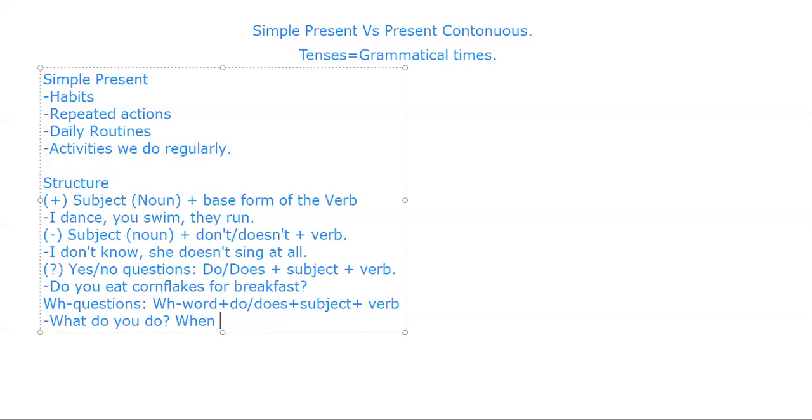Oh, in this case is different. When do you go to school? So what do you do? When do you go to school? If you notice, is the WH word. Okay, do or does, the auxiliary, the subject, and the verb. WH word, the auxiliary, the subject, and the verb. And of course, the complement, if you have it.